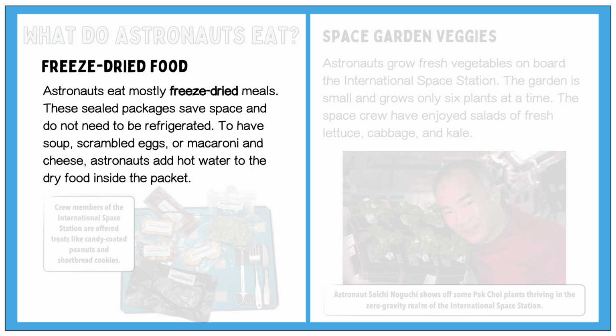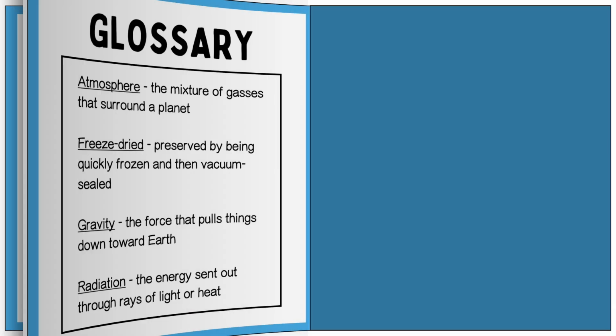I also noticed something else in this section. Do you see that this word, freeze-dried, is bolded in the paragraph? This is what's called a key word, which is a word that is important to understanding the topic. Often, the definitions of keywords like this one will be found in a glossary in the back of the book. Let's flip to the glossary now and check it out.